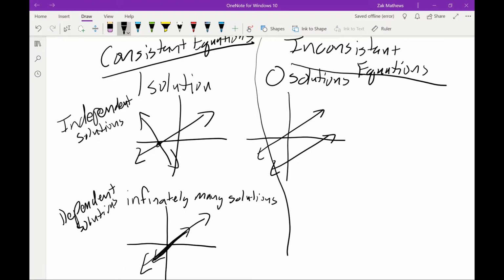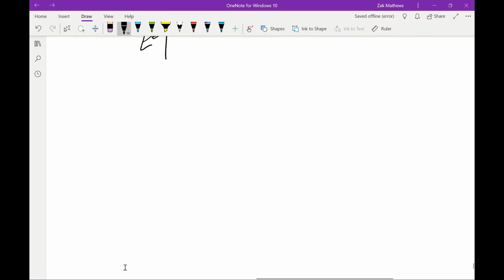So again, I'm getting ahead of myself here, but just to throw out some terminology: consistent equations, we have at least one solution. Inconsistent, we have 0 solutions. Independent, we have exactly one solution in the case of lines, and that could go up in the case of parabolas, circles. Again, I'm really stressing that. Dependent means we have to have infinitely many. That is the only possibility there.